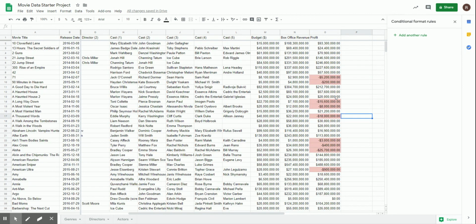Now, the next thing I want to do is calculate the return on investment. So I'm going to put a title, return on investment. Return on investment measures how much profit you made based on how much money you spent. It calculates it as a percentage. So where we may have a film that has made a larger amount of profit, they may have spent a lot more than another film, for example.